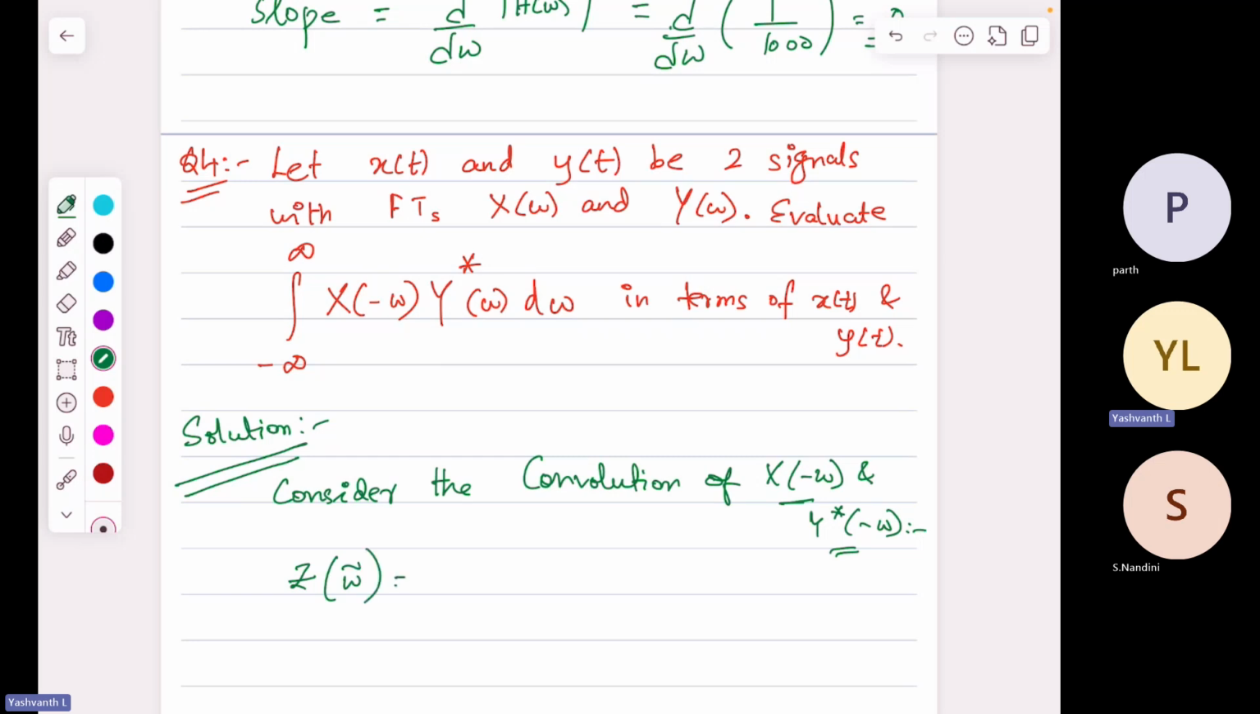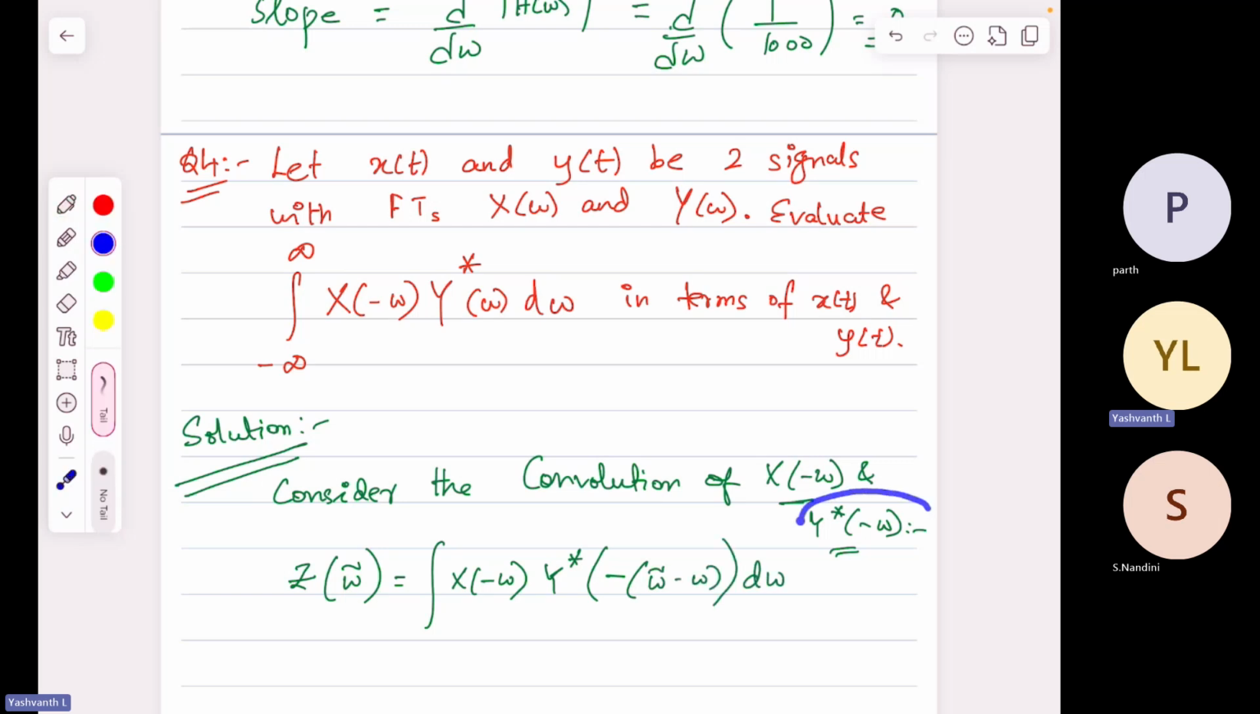So omega tilde is the variable of the convolved signal. Z of omega tilde is nothing but the integral of X of minus omega into Y conjugate of minus of omega tilde minus omega, d omega. Basically, the second signal is Y conjugate of minus omega, so omega you need to replace by omega tilde minus omega. Is it okay? That's all I did.